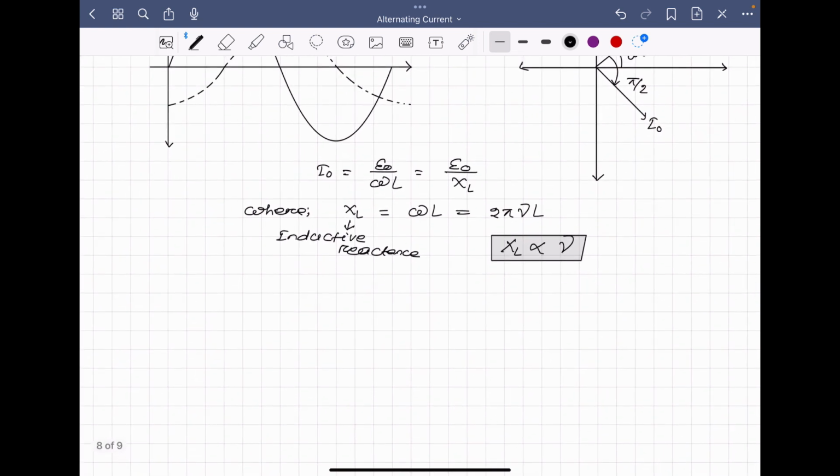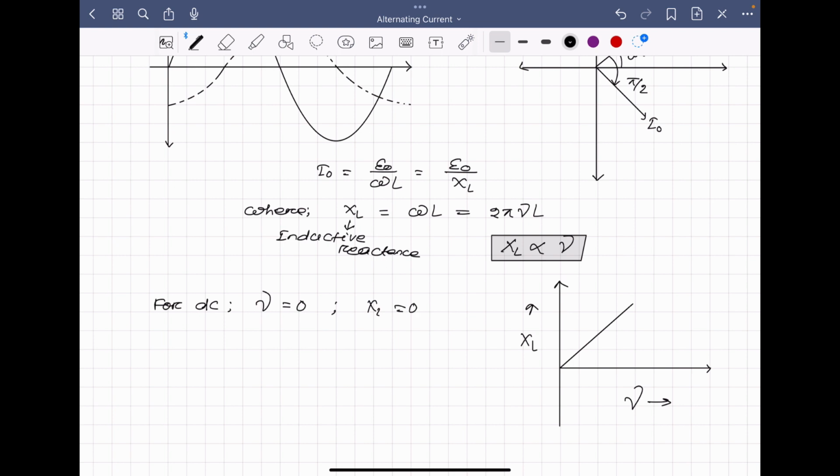Then if we draw a graph of XL versus nu, what do we get? If nu is along the x-axis and XL is along the y-axis, you get a straight line. From this we know that for DC, our frequency is 0, so our XL becomes 0. That means the inductor doesn't oppose the direct current. Direct current passes through the inductor easily. This is all about inductive reactance or a circuit containing a pure inductor. Inductive reactance means the opposition offered by the inductor to the flow of current.